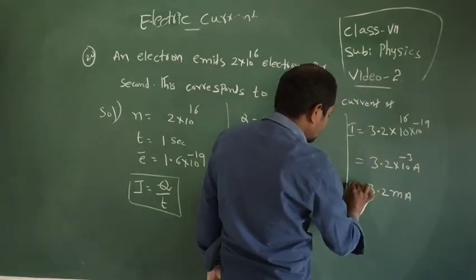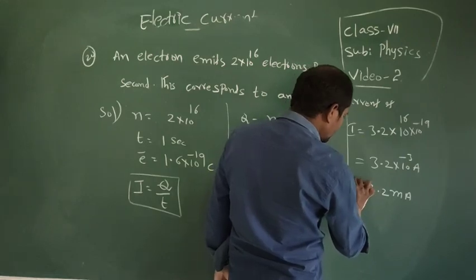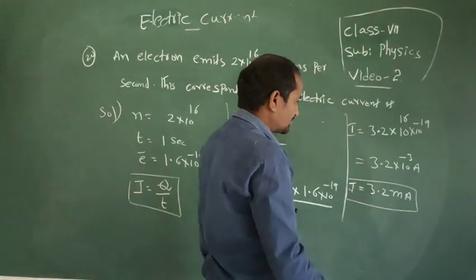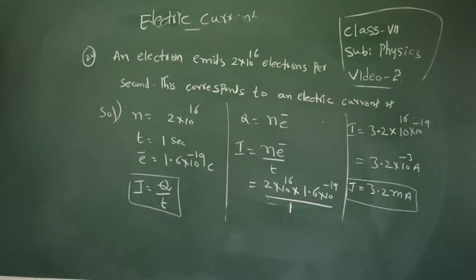We can write 3.2 milliampere also. So electric current equals 3.2 milliamperes.